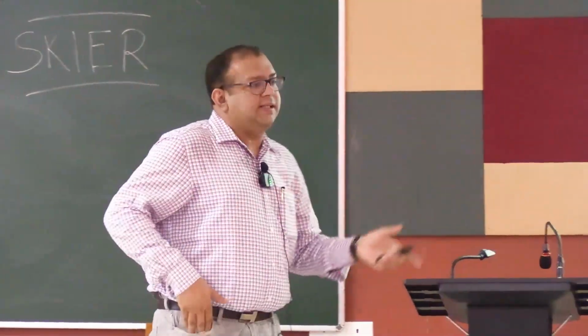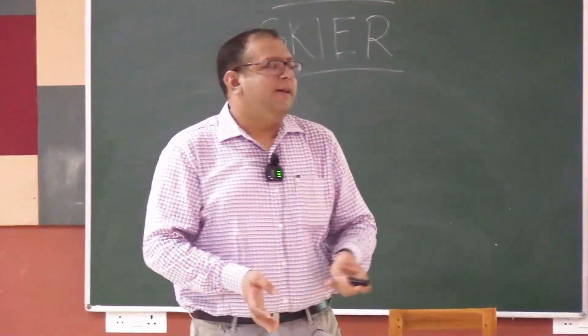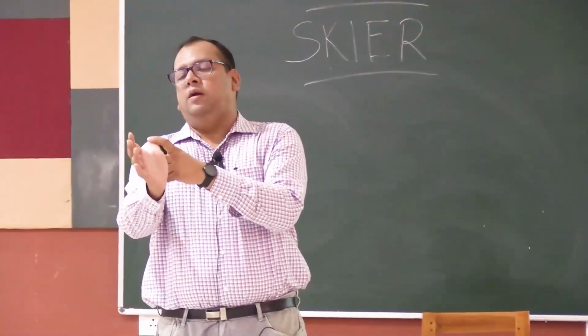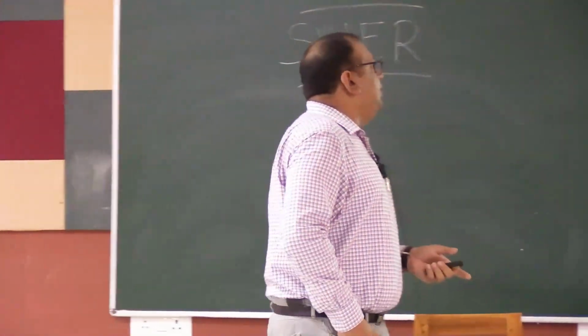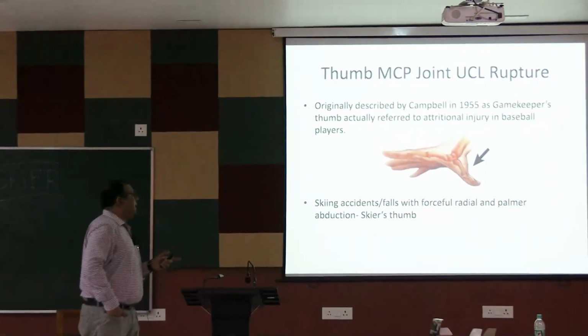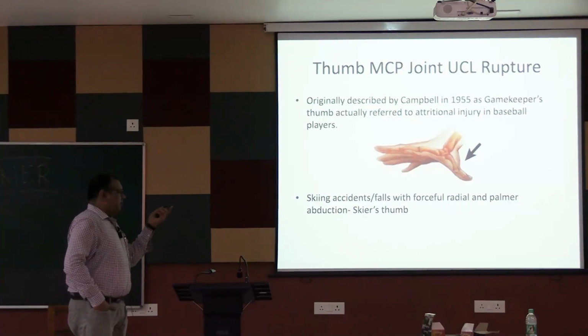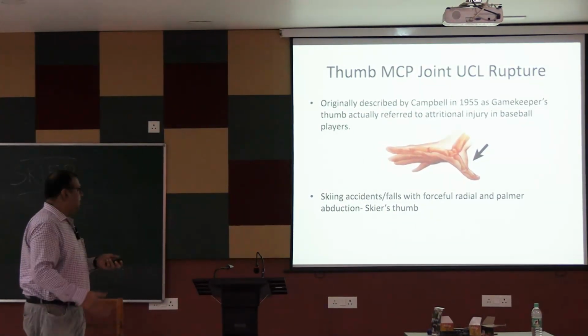It's also known as a gamekeeper's thumb because people who wicket keep in baseball as well as cricket also have this injury, because the ball touches this part of the thumb and causes this injury. This was originally described by Campbell in 1955. And it also occurs in basketball players, because the ball injures the thumb.